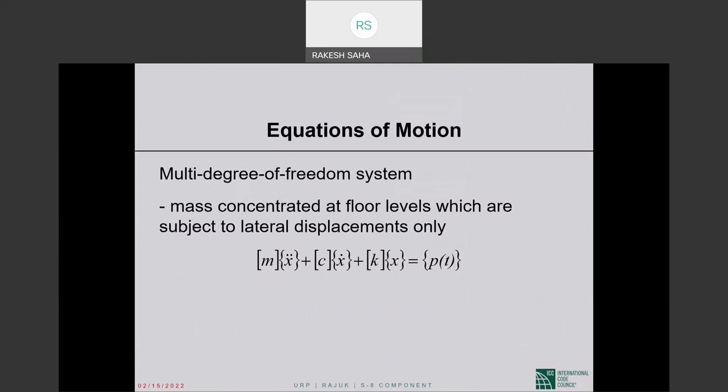Okay. Then equations of motion of multi-degree of freedom systems. Mass times acceleration. Mass is a matrix, acceleration is a vector. Damping matrix times the velocity vector. Stiffness matrix times the displacement vector is equal to the vector of applied forces that cause the vibration.